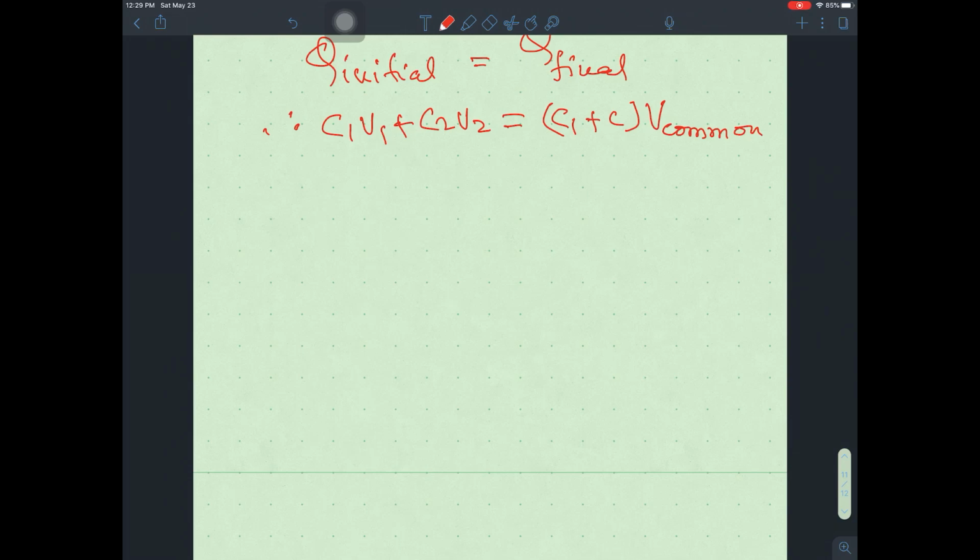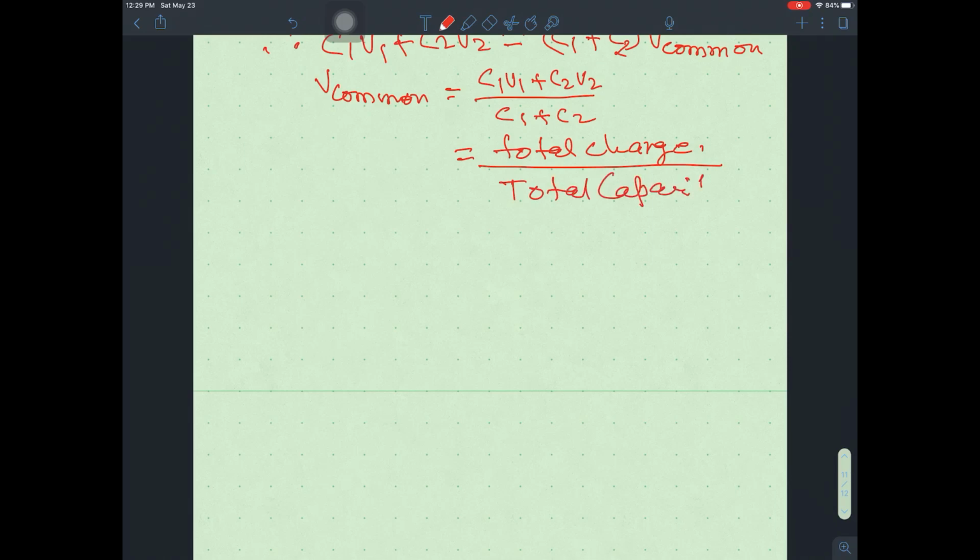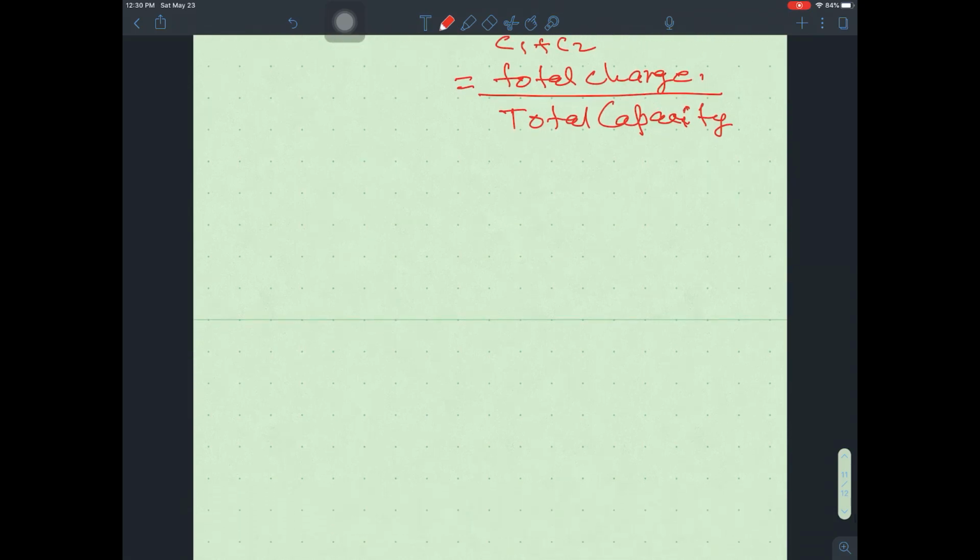So we are getting C1, C2. So we are getting V common is equal to (C1 V1 plus C2 V2) by (C1 plus C2). Now what is here to understand is that this is your total charge by total capacity, total charge by total capacity. This thing we have understood.